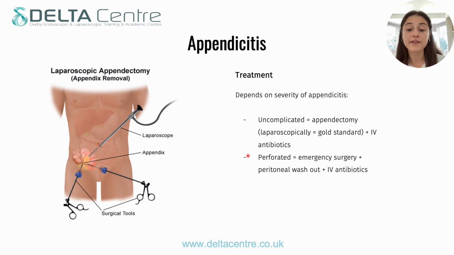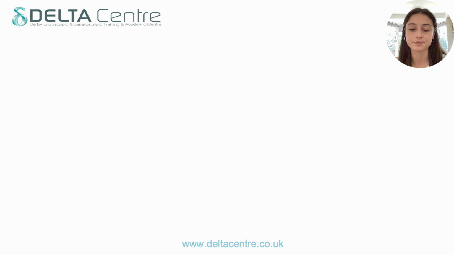However, if the appendix is perforated, then we need to do emergency surgery because this will turn into peritonitis. We want to do a peritoneal washout to wash out the appendix contents from the peritoneal cavity. And again, we want to give IV antibiotics. So that's appendicitis, common symptoms, and the investigations and the treatment that you'd go ahead with for appendicitis.